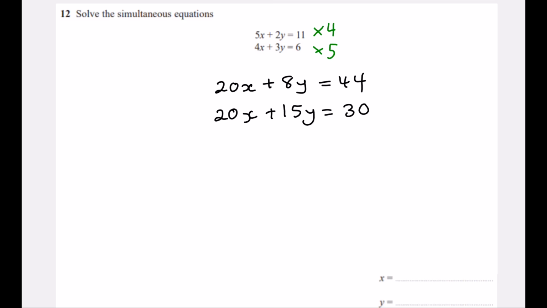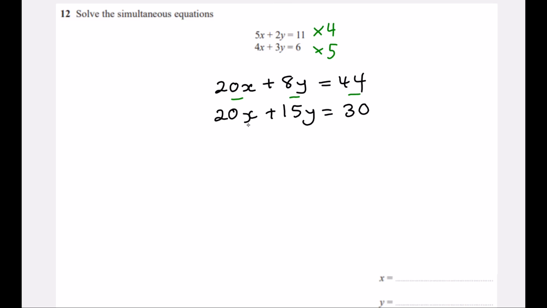So I've made the x's the same. I can now get rid of them. I can eliminate them by just looking at the difference now. So the difference, that means a take away. I can either do the top equation from the bottom equation, or the bottom equation from the top equation. It doesn't matter which way round I do it. I'll just do the top from the bottom.